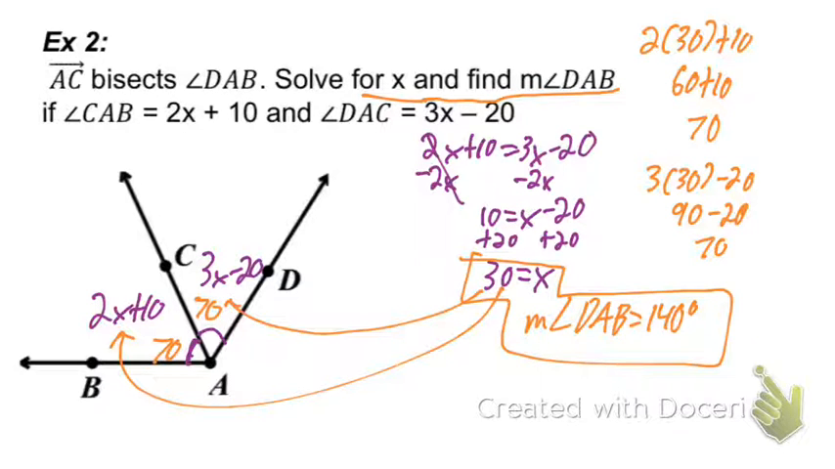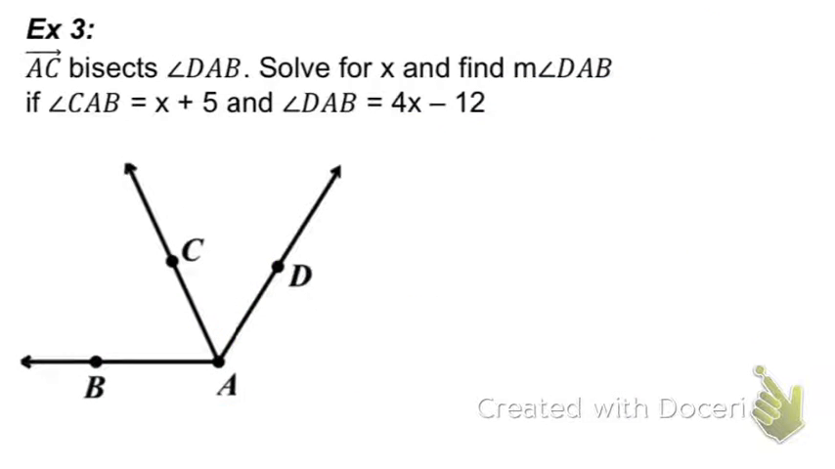Alrighty, continuing on, we have another example. It's similar, but with a twist. So once again, same setup. Ray AC bisects angle DAB. We should know right now, oh, these are cut in half. We can mark those two small angles as congruent. Next, we're solving for x and finding measure of angle DAB.